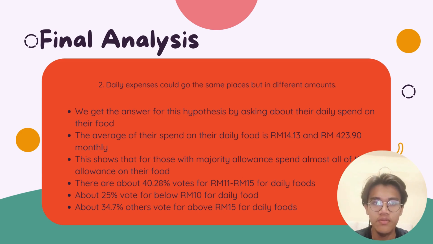There are about 40.28% votes for about 11 ringgit to 15 ringgit for daily food, and 35% vote for below 10 ringgit for daily food, and about 34.7% others vote for above 15 ringgit for daily food. From this question, we found that even though all of them spend their money on food, there are various amounts for the food.